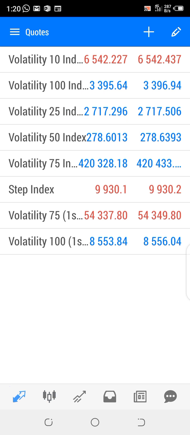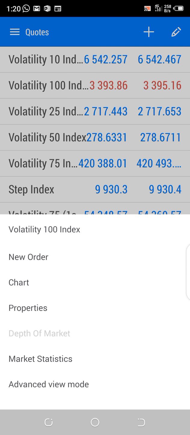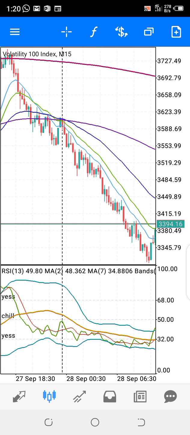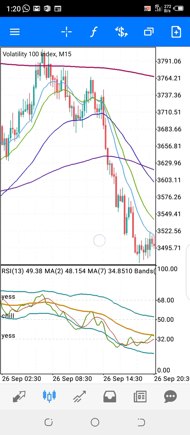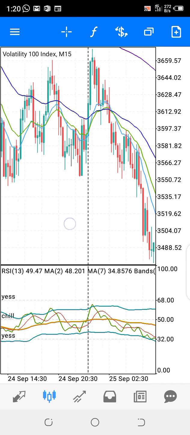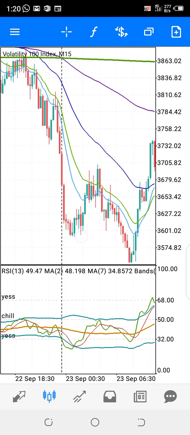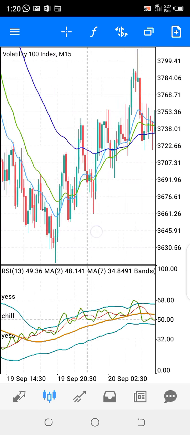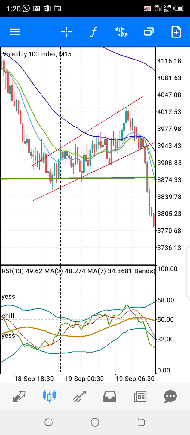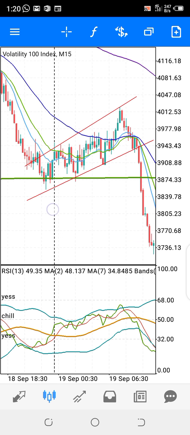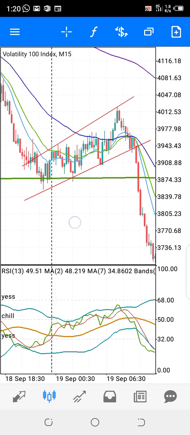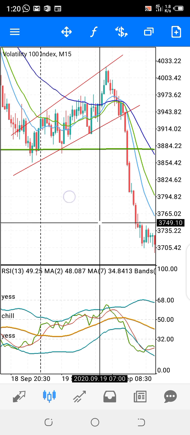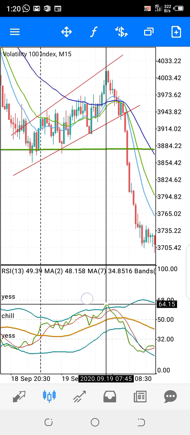Let me see if I can find another setup. This volatility 100. Let me check if I can find them. Here, of course, we are looking for clear ones just for illustration purposes, but it's not always that you can find those clear flags. Okay, this one was a nice flag. There's a shark fin. Yes, there's a shark fin.